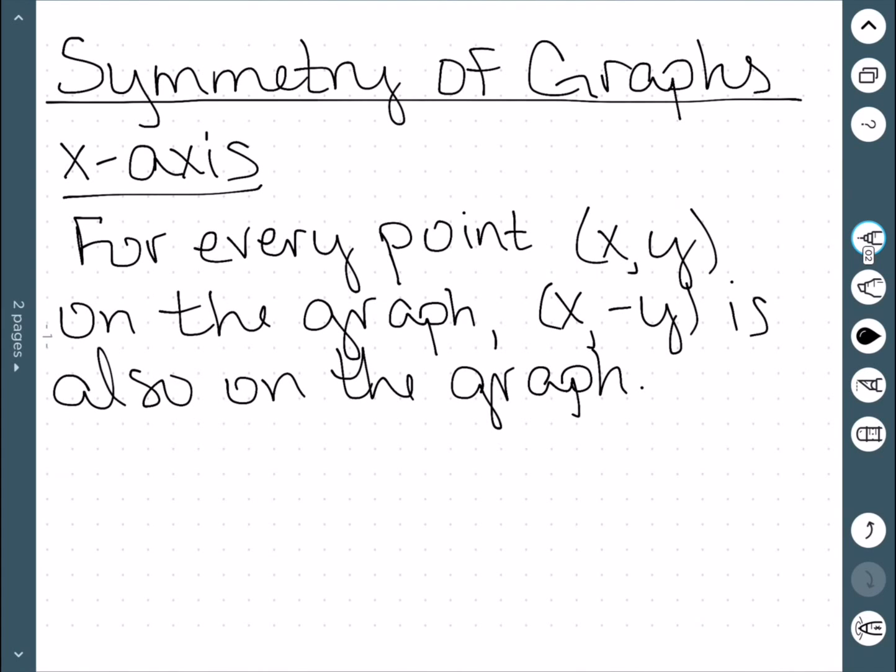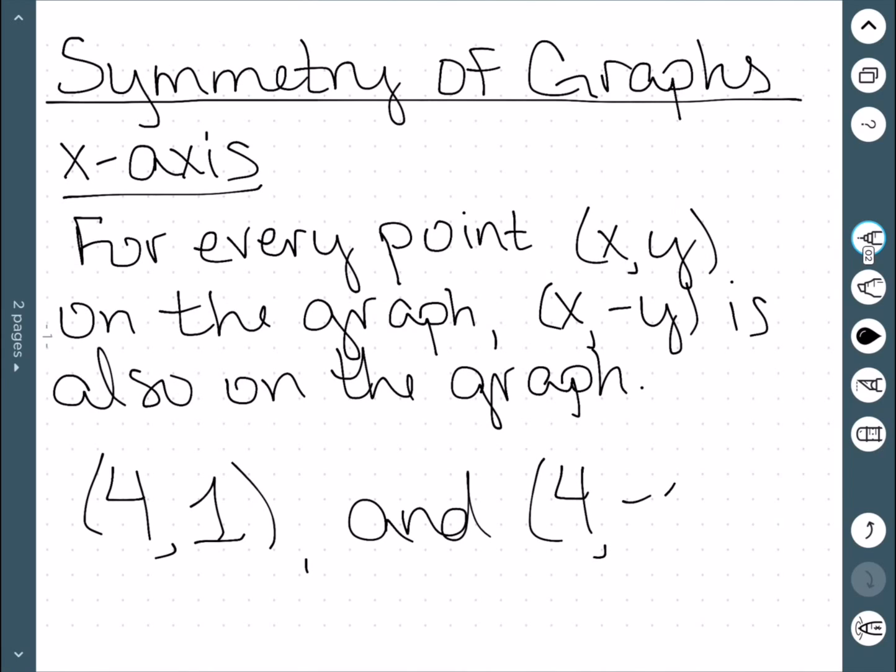X-axis symmetry means that for every point (x, y) that is on the graph, (x, negative y) is also on the graph. We essentially treat our x-axis like a mirror, and everything above should match everything below. As an example, if (4, 1) is on the graph, that means (4, negative 1) is also on this graph.